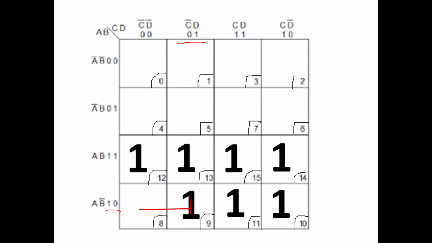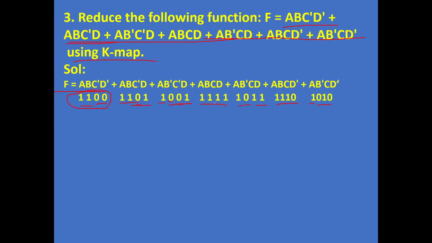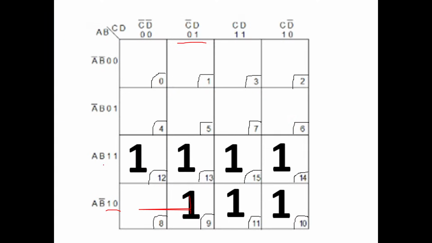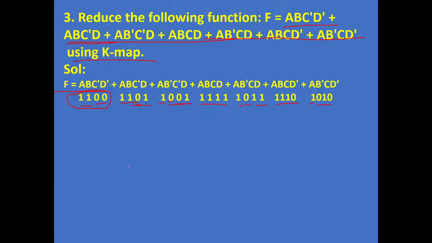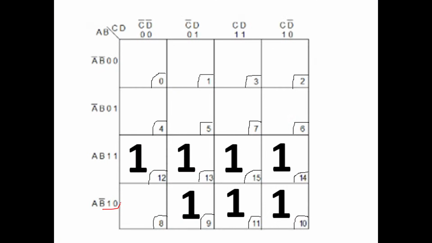Write 1 here. Okay. Next, all ones. All ones means here 1, 1. Next here 1, 1. So write 1 here. Okay. Next, 1, 0, 1, 1.